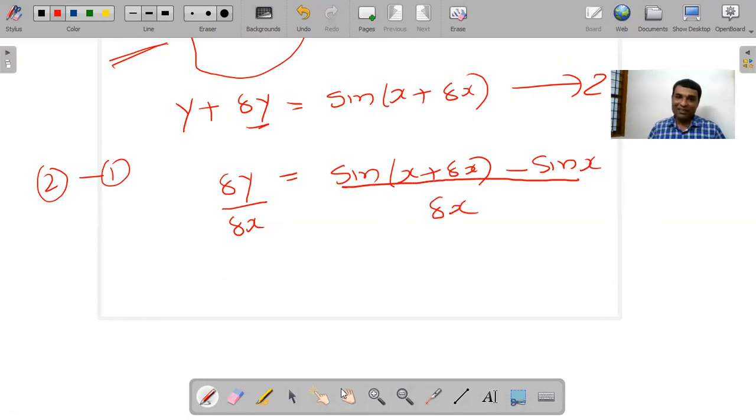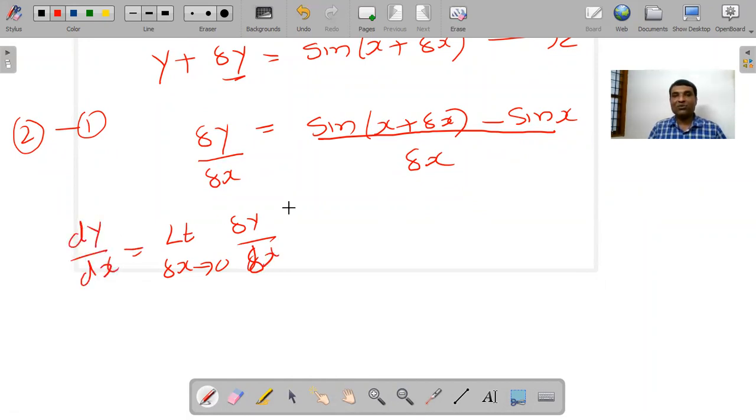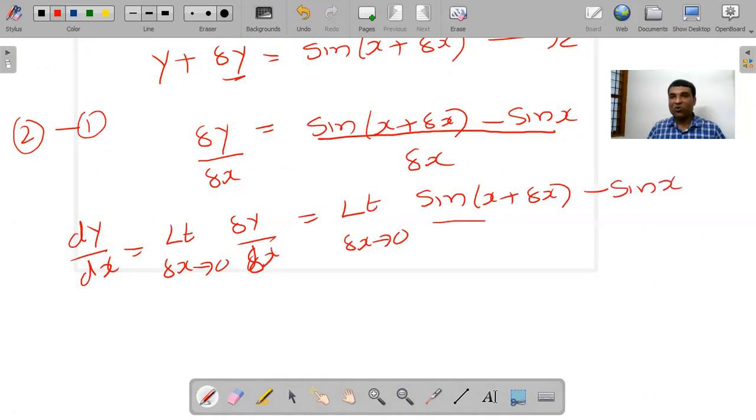Now what is the next step? Next step is simple. We simply apply the limit. Now limit delta x tends to 0. Del y by del x, this is nothing but our derivative, that is dy by dx. So we need to apply the limit at RHS also. Limit delta x tends to 0 of sin of x plus delta x minus sin x, this whole divided by delta x, right?